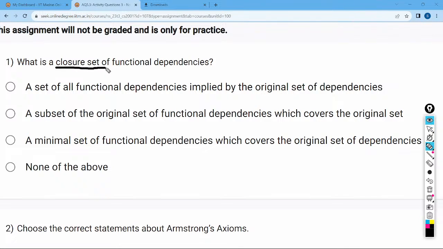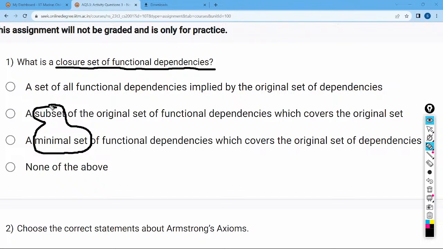What is the closure set of a functional dependency? A. A set of all functional dependencies implied by the original set of dependencies. B. A subset of the original. No, it cannot be a subset. It cannot be a minimal set either. It cannot be any of these two. Of functional dependencies which cover the original set of dependencies, or a subset of the original set of functional dependencies which cover the original set.